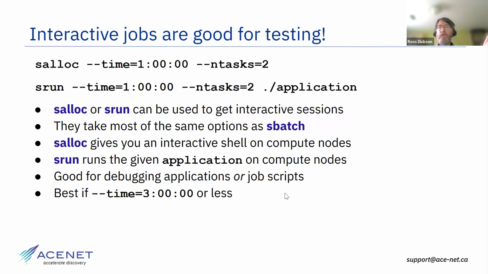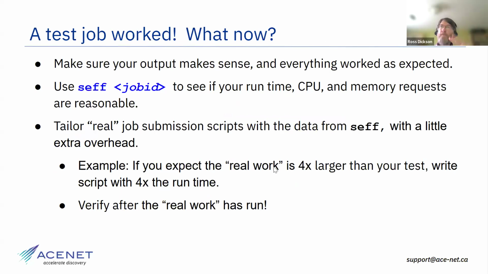Okay. Interactive jobs are a good way to test how things are going. So the salloc or the srun worked on a small job, and you're pretty confident you know what's going on. Just use sbatch to submit a job script and see if that goes the same. If it's a small short test, again, it should run fairly quickly and you should get feedback quite quickly. And then one of the things you can do, although it may not be all that informative at this stage, is see if your runtime, CPU and memory requests are reasonable.